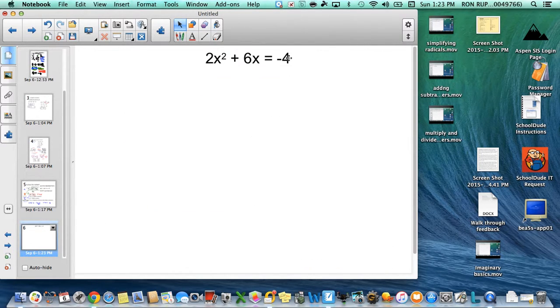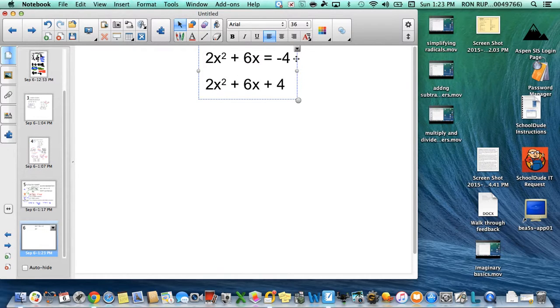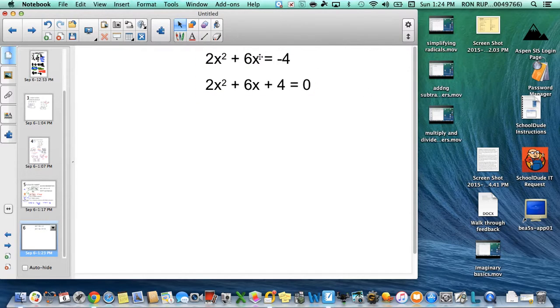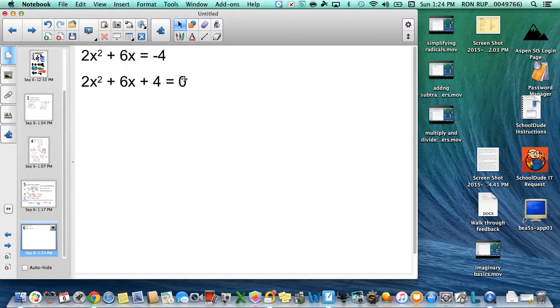To do that, I need to get this guy over there. So I just add 4 to each side, and when that happens, now I get 2x squared plus 6x plus 4 equals 0. ax squared plus bx plus c equals 0. Standard form, awesome. Let's move this over here.